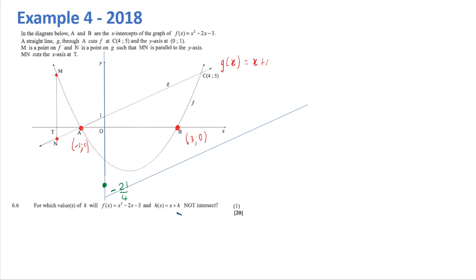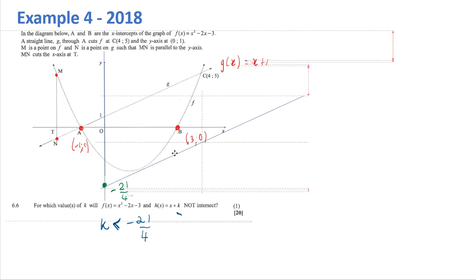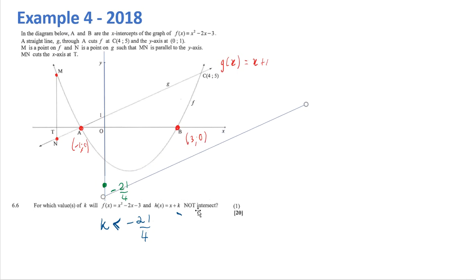And I've shown one instance here, for example. And that is easy because this k is just a y value here. And for all values of k smaller than minus 21 over 4, because when it's smaller than that, that's when this line will move down and no longer intersect the function f. And that's as simple as that. 20 marks.